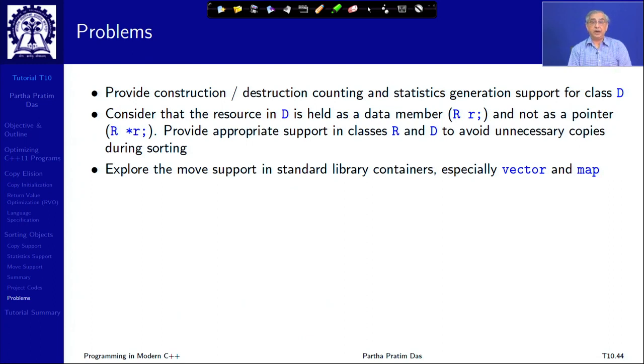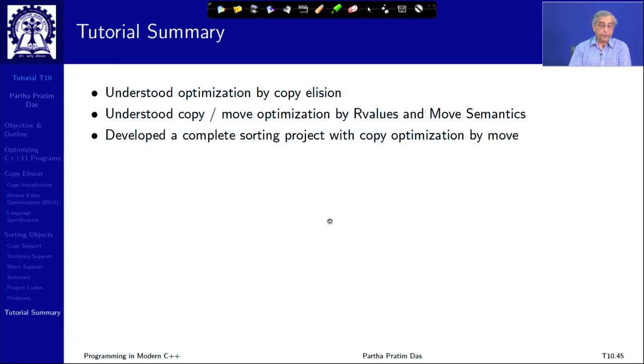We have just done it for class R, the resource object. You can change the resource from being a pointer resource to an actual data member resource, and you will need to make changes in the class R as well to optimize unnecessary copies out. You can explore the move support available in containers in the standard library, particularly vector and map, and so on. So, in this tutorial we have tried to explain the optimization by copy elision, and we have understood the copy and move optimization by Rvalue and Move Semantics through a small example with a complete project.